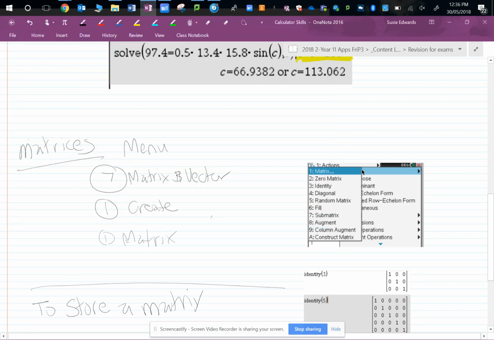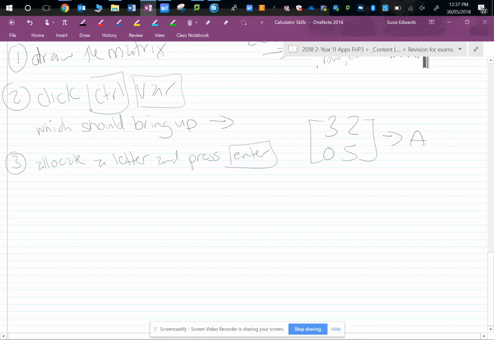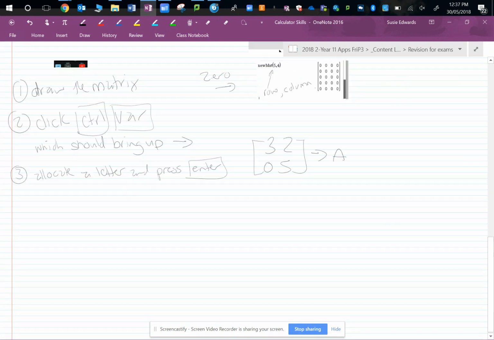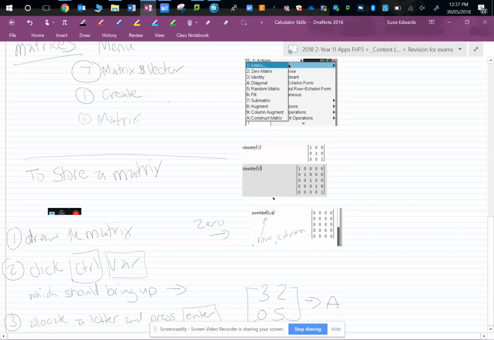Okay, so I've written the notes in here which are in the OneNote. So menu 711. Also, just to know that to store a matrix, as I said, make sure that you click there and then allocate a letter and press enter. Okay, they are the main calculator skills you need to know. Is everyone okay with that? Yeah? Any other calculator things people need me to go through?